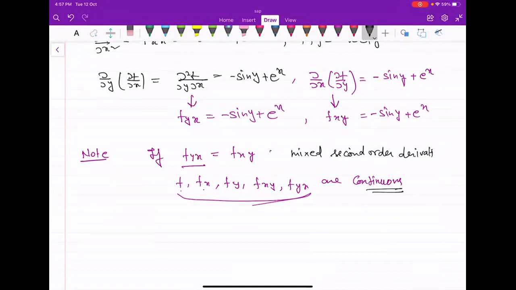So I think it is clear. If you want to check whether a function is continuous or not, we will try to find out fyx and fxy at some point. And if they are equal, then we'll say the function is continuous at that particular point. This is one condition.